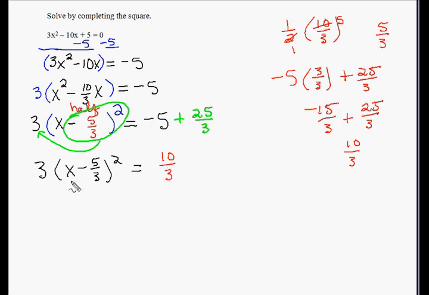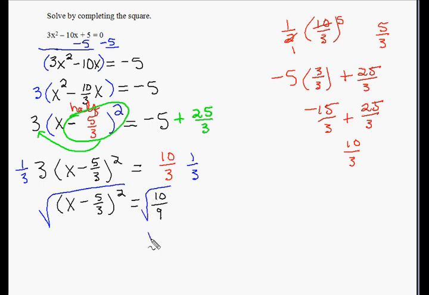Now we're ready to try and solve for x and get x alone. We can multiply both sides of the equation by 1/3. We have x minus 5 thirds squared is equal to 10 ninths. Still solving for x, we would take the square root of both sides. But when you take the square root, you write plus or minus. x minus 5 thirds is equal to plus or minus the square root of 10.